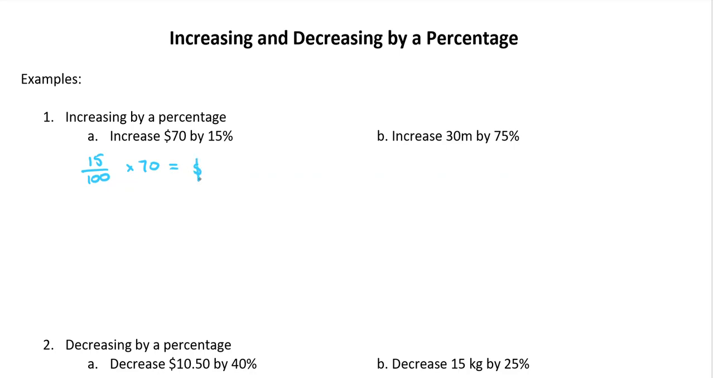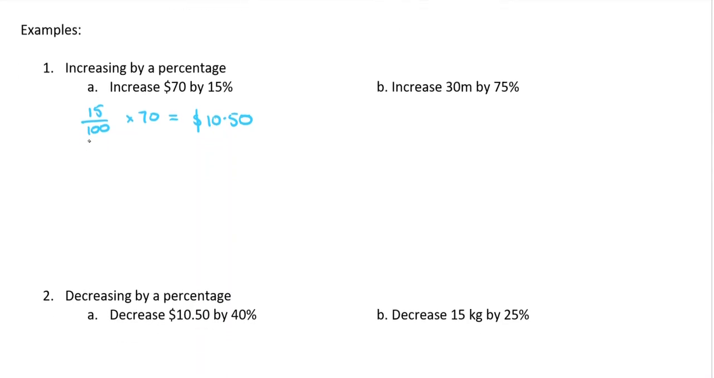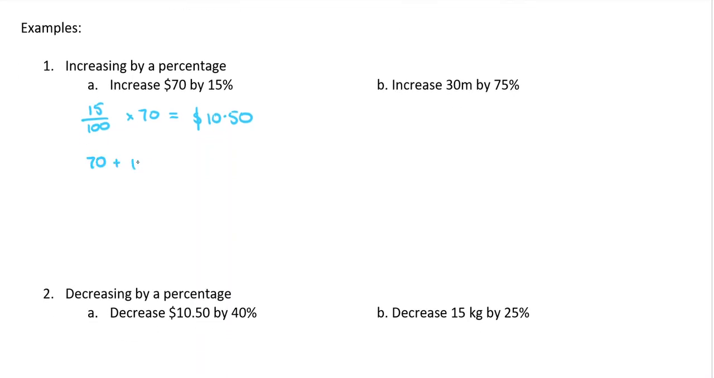What do you get? As a decimal, because this is money, 10.5. Good. So $10.50. Sometimes we like to put that extra zero on the end when we're talking about money, so that's 50 cents. Now, there's a second step, which is we have to increase the $70 by the $10.50. That just means add them together.